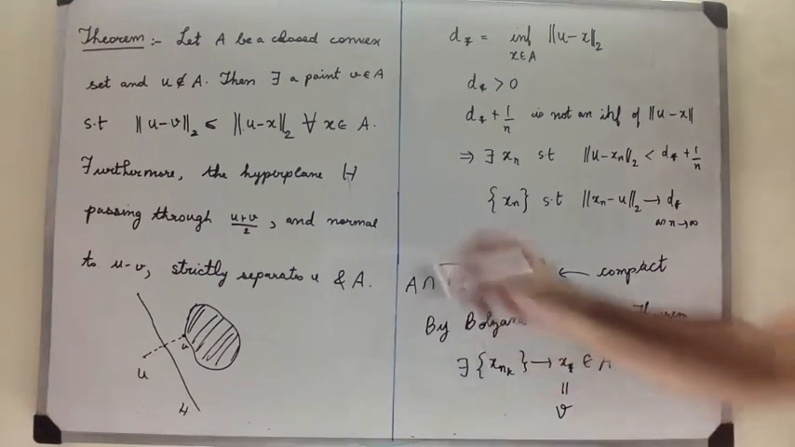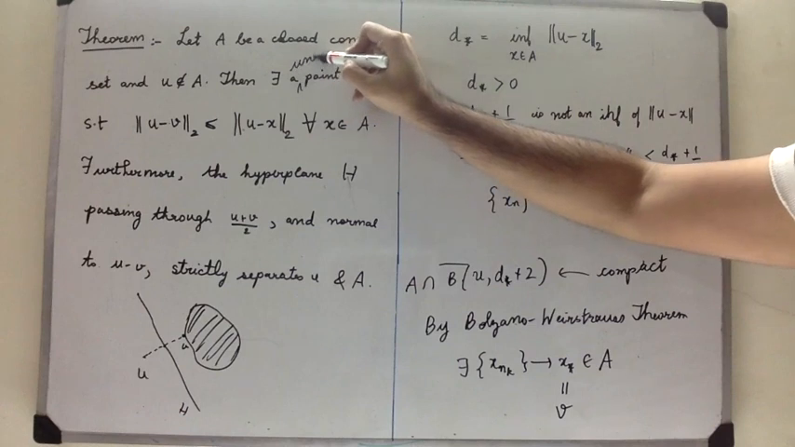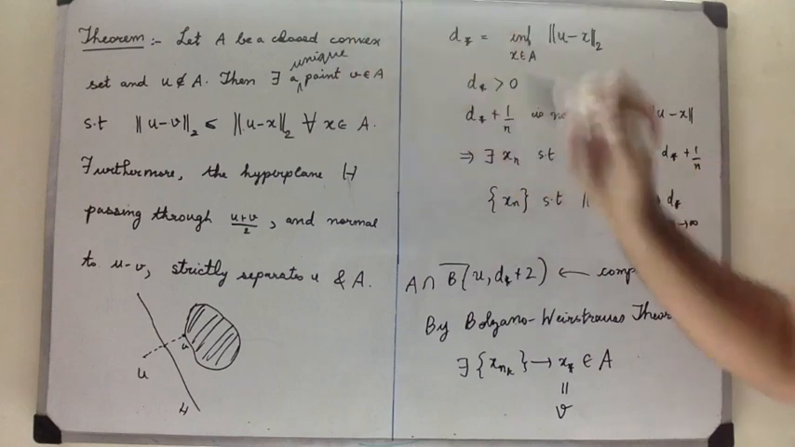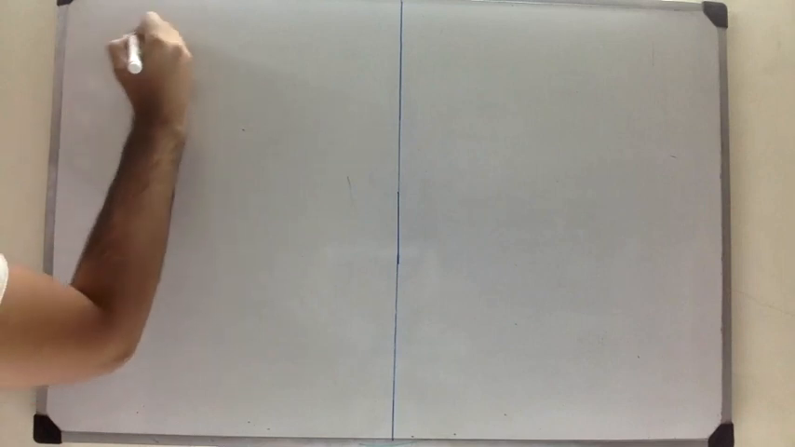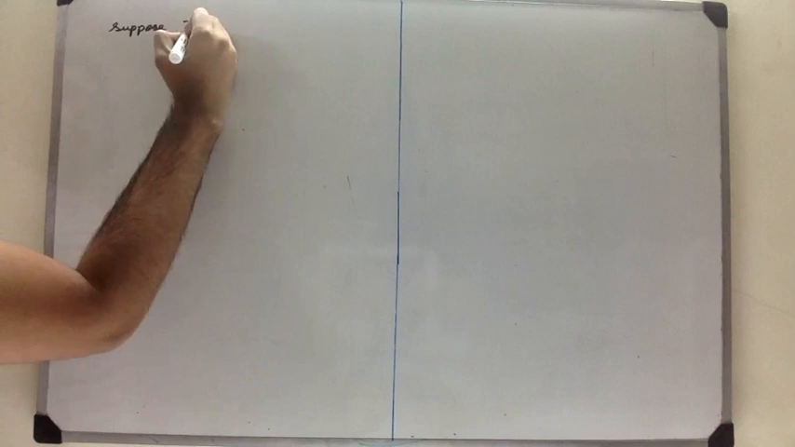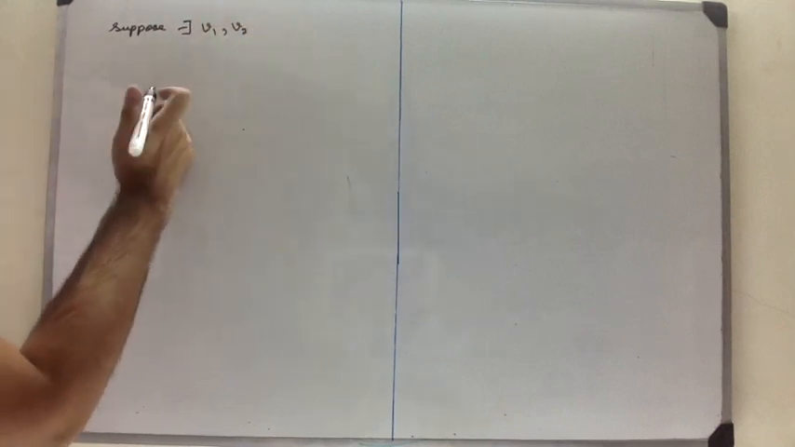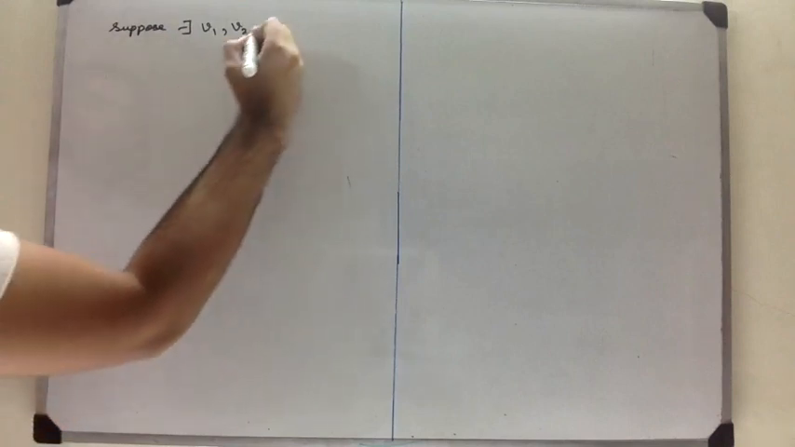I would like to add that there is an addition to the theorem. There exists a unique point. So we have already shown the existence. Now we'll show the uniqueness. The uniqueness follows from convexity. So suppose there existed V1 and V2 with the property that they were the closest point from U to A.